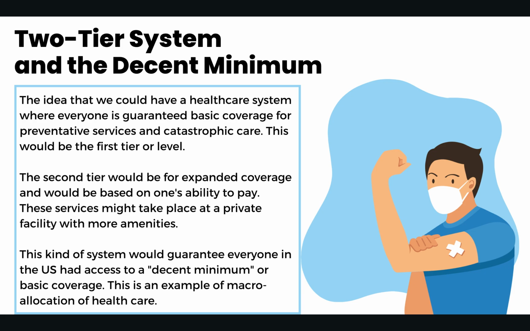So in thinking about macro allocation, a two-tier system would be the idea that we could have a healthcare system where everyone is guaranteed a basic level of coverage for preventative services and catastrophic care. And then there would be a second tier, which would be care that you would have to pay for, and it might take place at a private facility, might have more amenities. So this is the idea of a two-tier system, and with it we would have a decent minimum. It would guarantee that everyone gets basic coverage. So again, this is an example of macro allocation of healthcare.